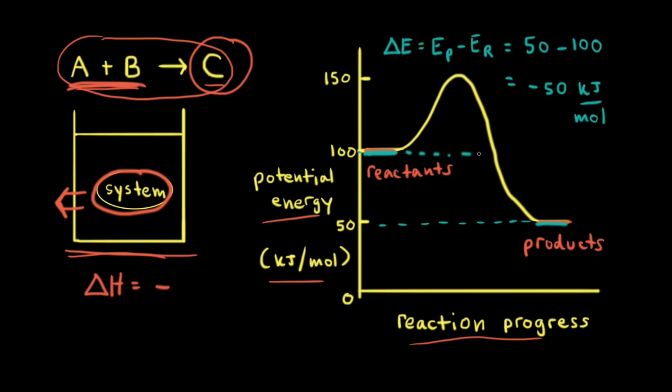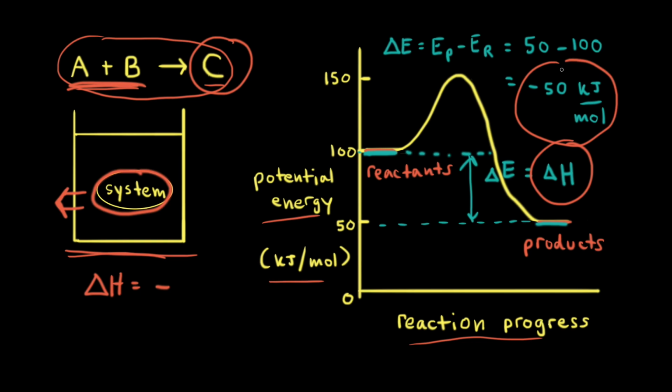So on our energy profile, we could show delta E, which would be this difference right here. So that represents delta E. And the change in energy, delta E, is also equal to the change in the enthalpy, delta H, for this reaction. So we know that the change in enthalpy is equal to negative 50 kilojoules per mole. So let's go ahead and plug that in over here on the left. So by feeling the outside of the beaker, we knew that the reaction was exothermic. But the energy profile allowed us to figure out how much energy was transferred from the system to the surroundings.